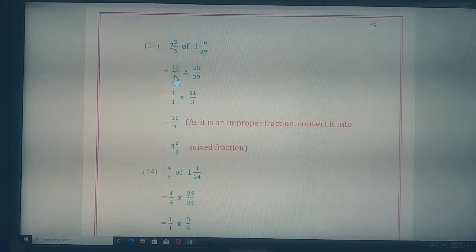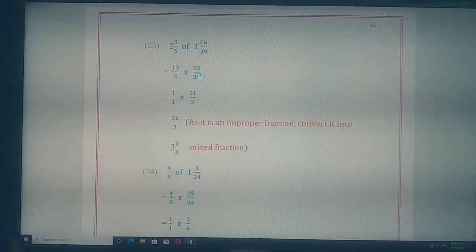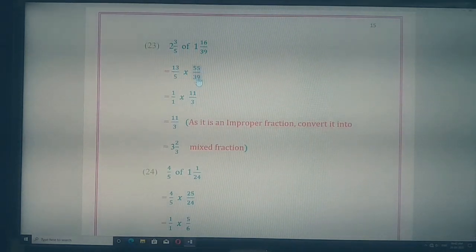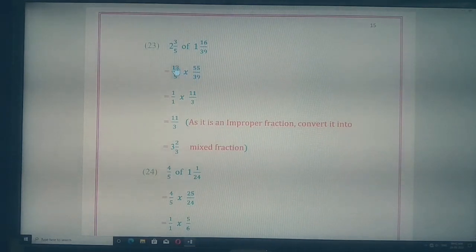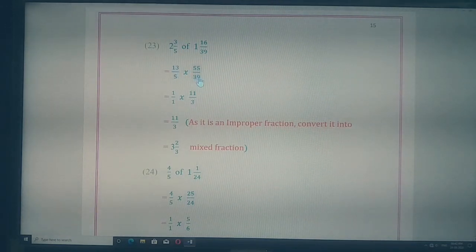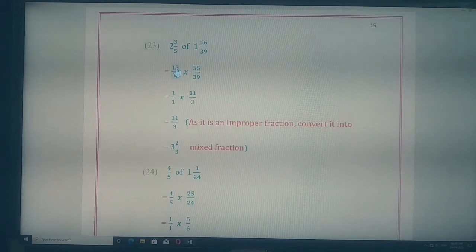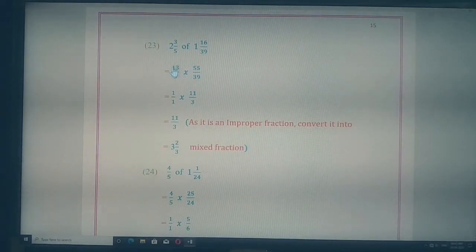Now whenever there is multiplication between two different fractions, we can cancel the numerator and denominator of two different fractions, or between the same fraction also we can do the cancellation of the numerator and denominator. Here the 13 table we can use to cancel 13 also, and the 13 table we can use to cancel 39. In the 13 table, 13 is a multiple, and in the 13 table, 39 is also a multiple. So we can use the 13 table. 13 ones are 13, 13 threes are 39.